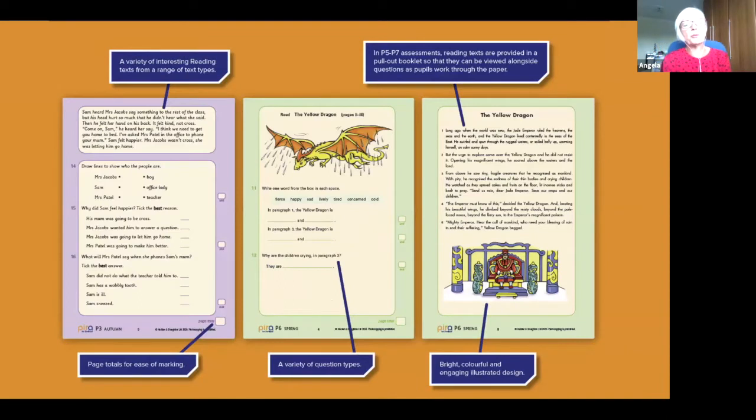As you go further up, you can see that it's obviously going to get harder through the tests and through the terms. And as you go up to P5 to P7, you also get a separate booklet with just the text in, and then a separate booklet with the questions. So they get used to using two different styles of working for assessment. Again, all the way through, bright, colourful, engaging for children. Next slide, please.